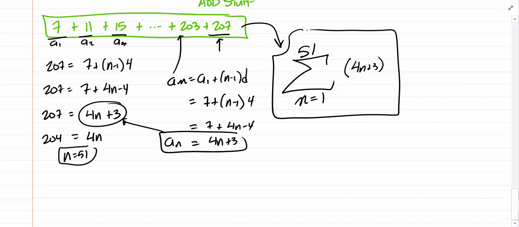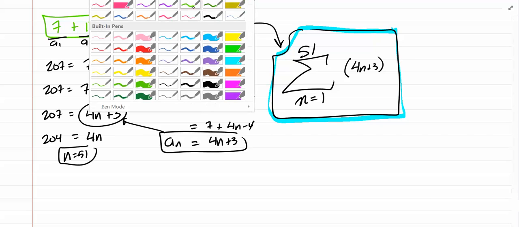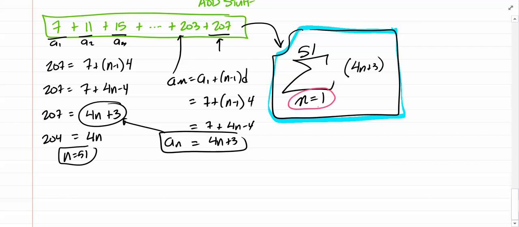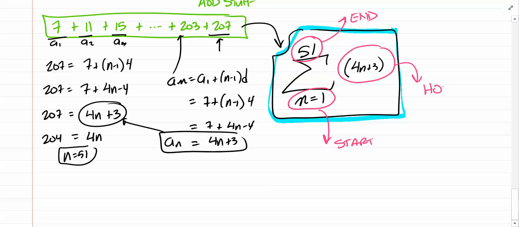So, look what we've done. I've shown you this is where we start, with our inputs. What does the 51 represent? Where we ended. And then what does the 4n plus 3 tell us? That tells us how to do it. So you need these 3 things: you need to start, you need to end, and you need how you do it. And the sum itself is represented by the sigma.